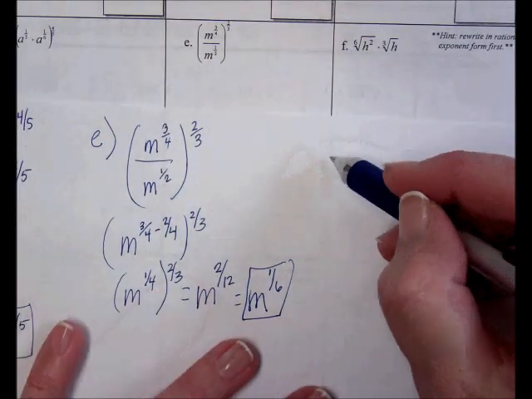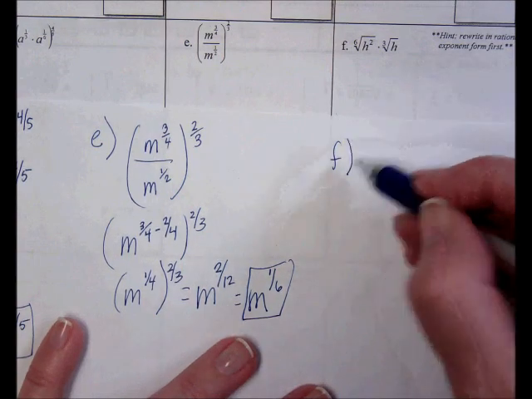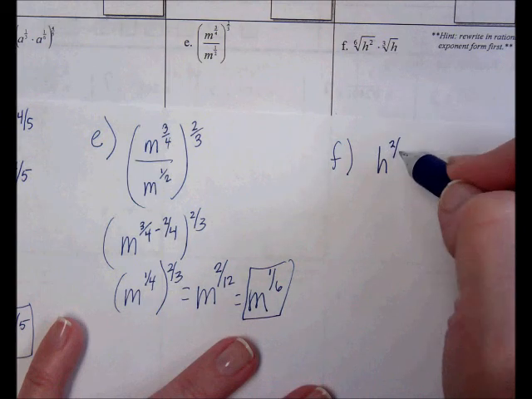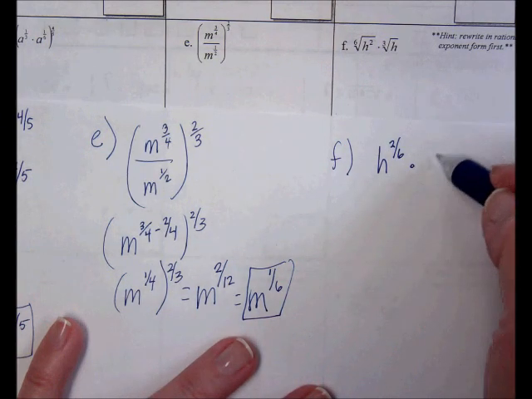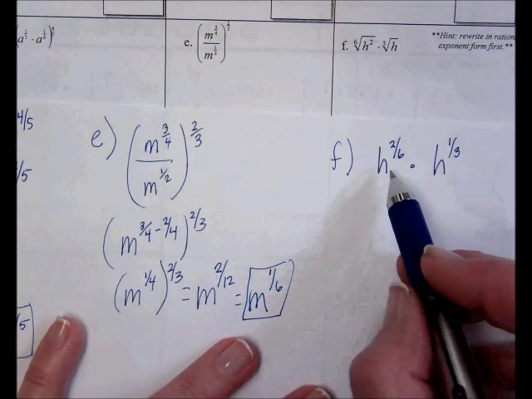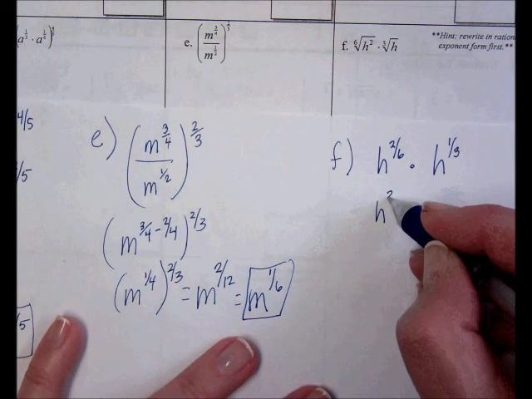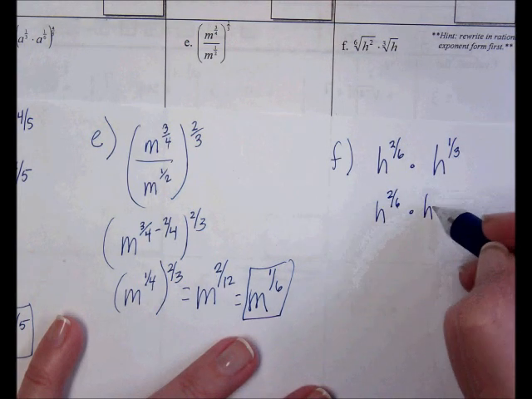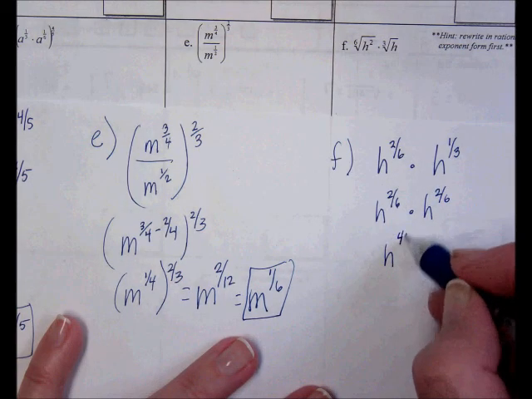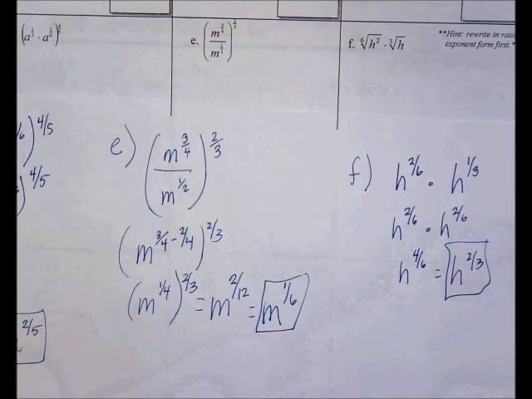Looking at F, it says rewrite in rational exponent form first. So I have h to the 2/6 power times h to the 1/3 power. And so when I get it this way, I can see it's the same base, and I can add my exponents, but I have to have common denominators, times h to the 2/6 power, and that's h to the 4/6 power, which is equal to h to the 2/3 power. So that would be my final answer there.